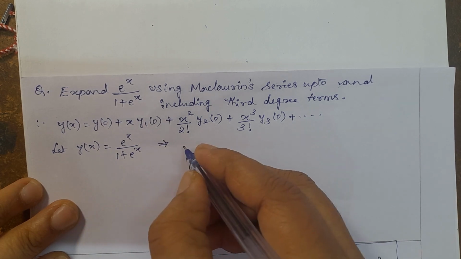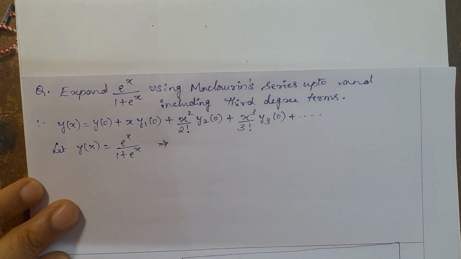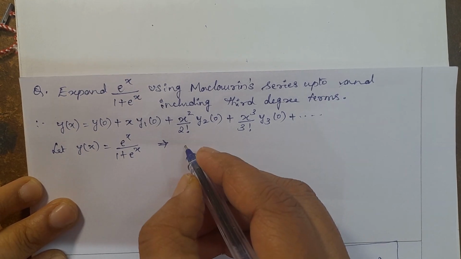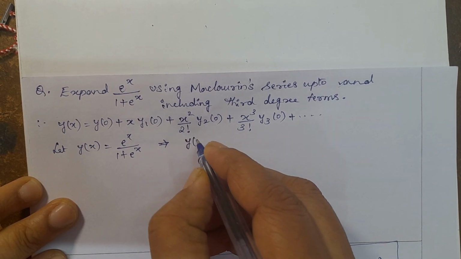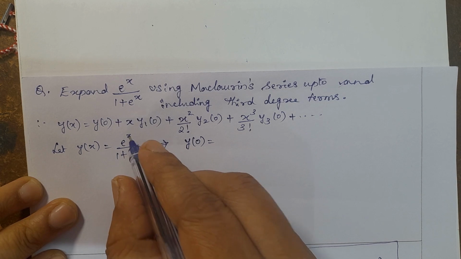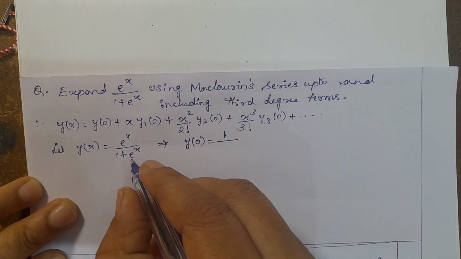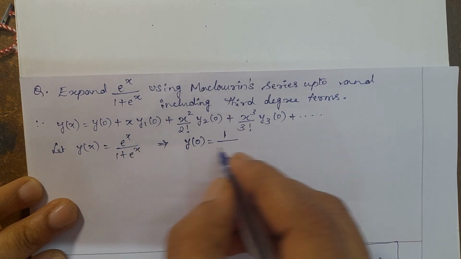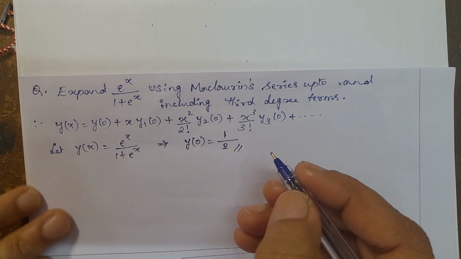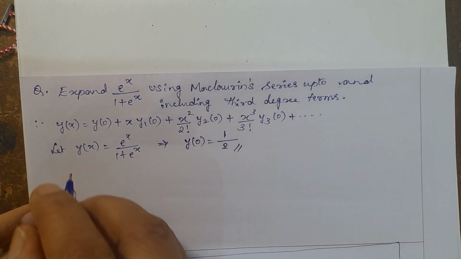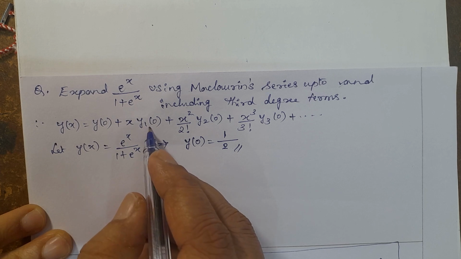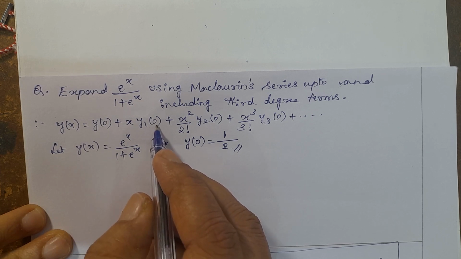It implies at x equal to 0, y of 0 equal to e power of 0 is 1 divided by e power of 0 is 1, 1 plus 1 is 2. So y of 0 is 1 by 2. Next, y1 of 0, find out the y1 of 0.